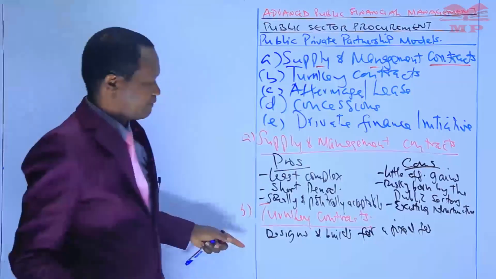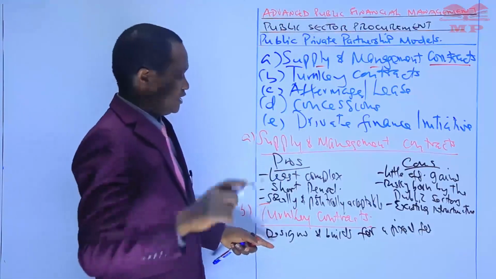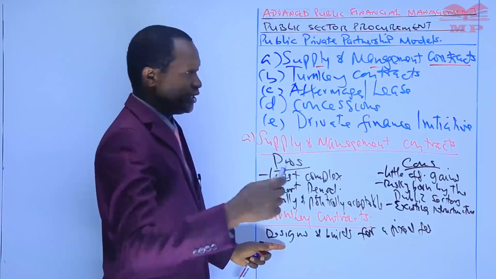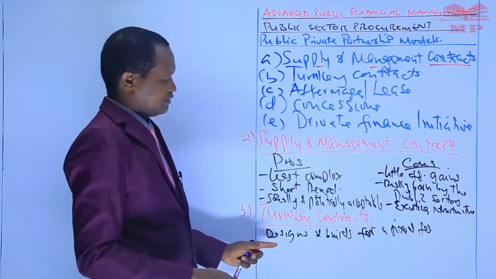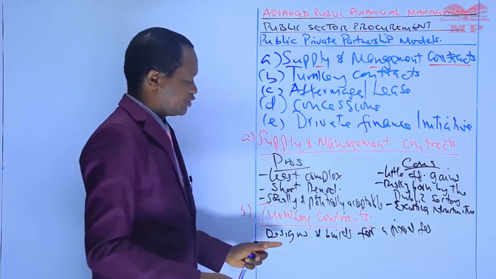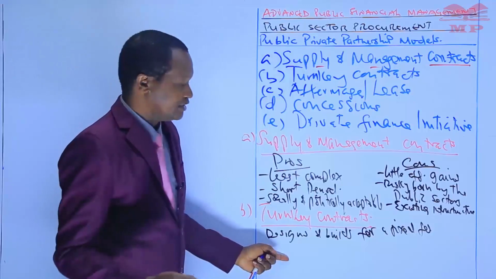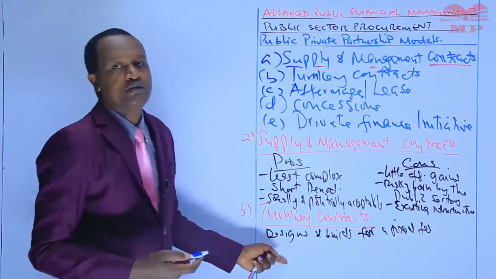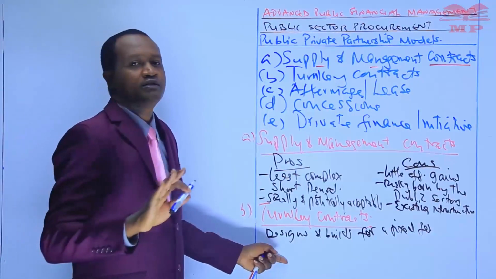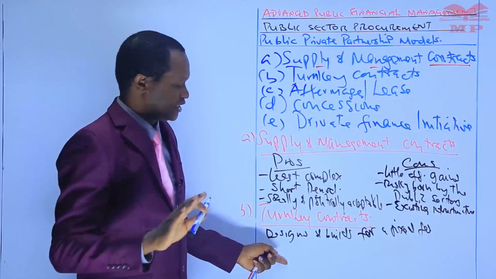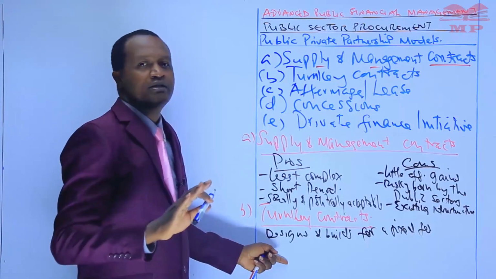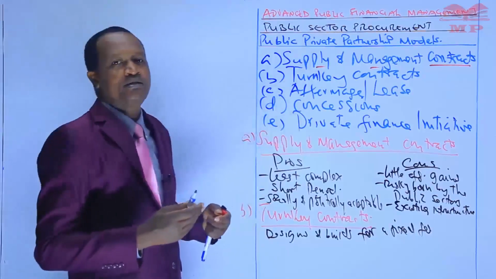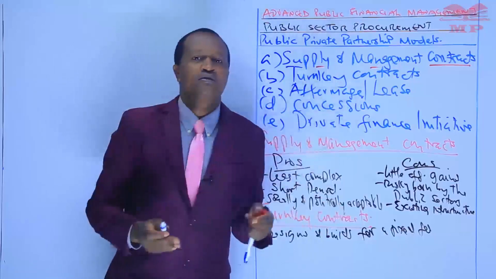A private contractor is selected through a bidding process. Then the private contractor designs and builds the facility. Do you understand? The private contractor, I repeat, designs and builds a facility for a fixed fee.